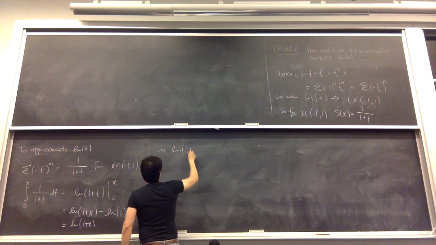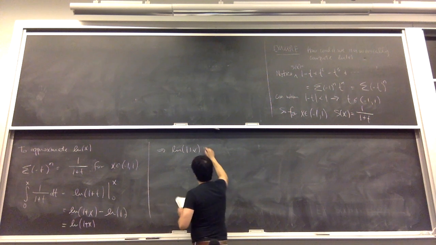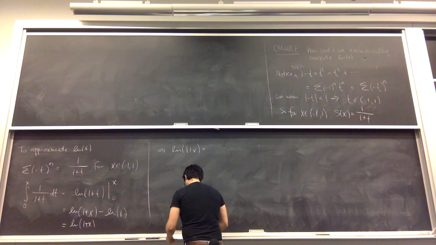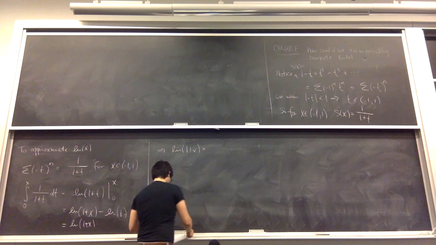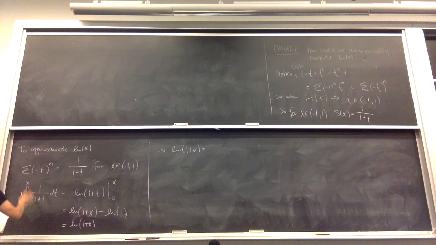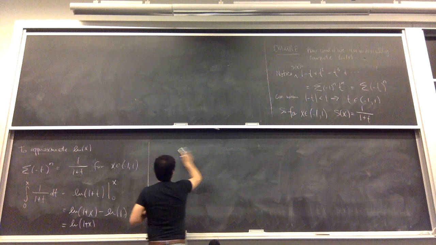This means that ln 1 plus x is equal to, what was the series? I think I may have missed a step. But that's fine, we can recover. All right, so I have to do this one in a different way. Okay, so we know that the integral from 0 to x of this is ln 1 plus x, but I can also work it out in a different way.